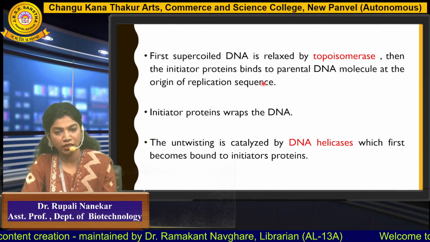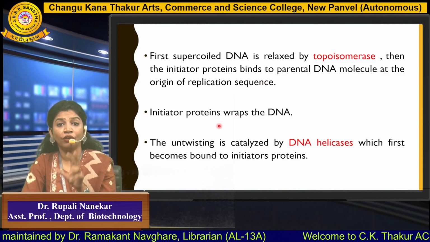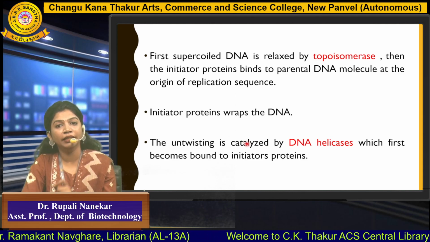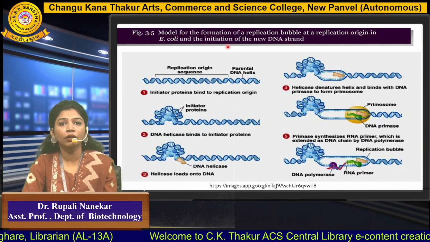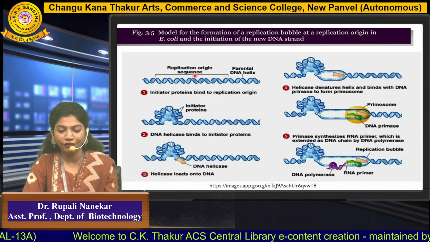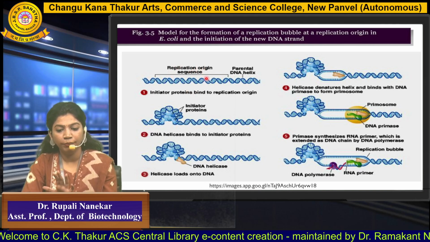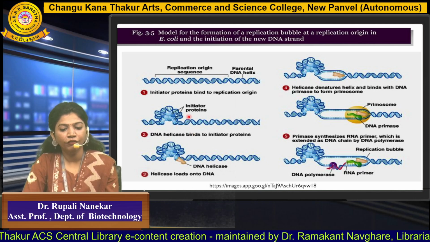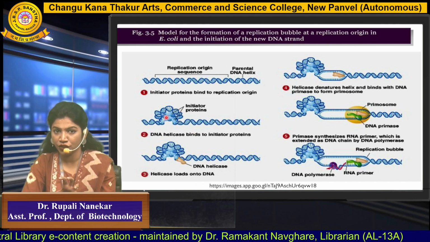So topoisomerase is the first enzyme, followed by the initiator protein which wraps your DNA, and then we unwind that with the help of DNA helicase. Now, if you see the diagram of the model of formation of the replication bubble, as I told you, the first step, students, requires an origin of replication. Before that, you need to relax it because it's supercoiled DNA. Followed by that, you require initiator proteins which will sit at that location.